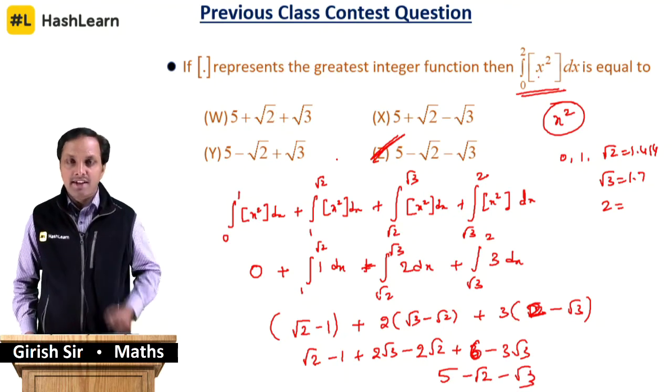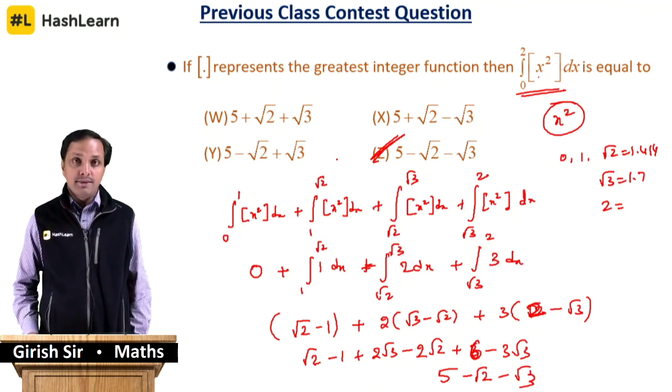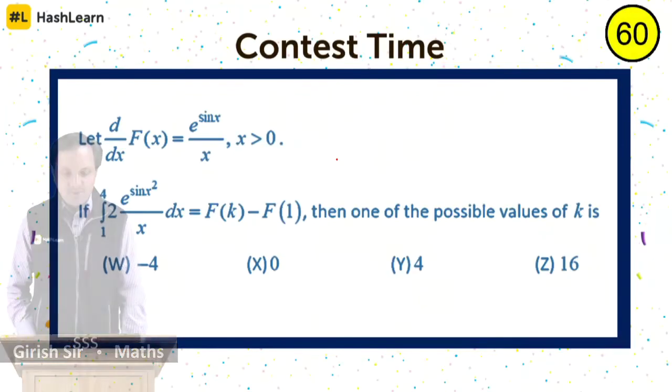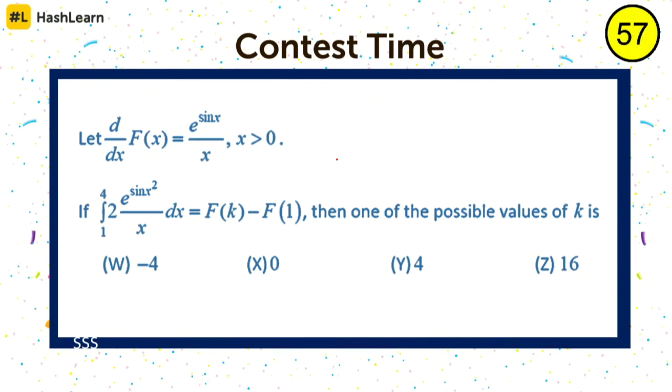Next question will be today's contest question. Get ready, you will have 60 seconds and let me see who is going to give the right choice. And here is the problem. Contest question for today. The derivative of f of x is equal to e to the power sin x by x. You have to find the value of k, and you know that the integral is given as f of k minus f of 1, upper limit minus lower limit.